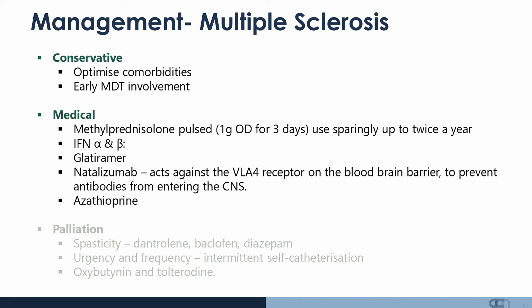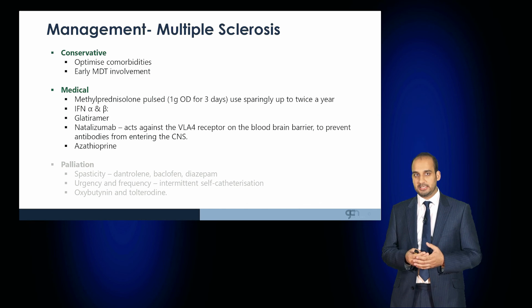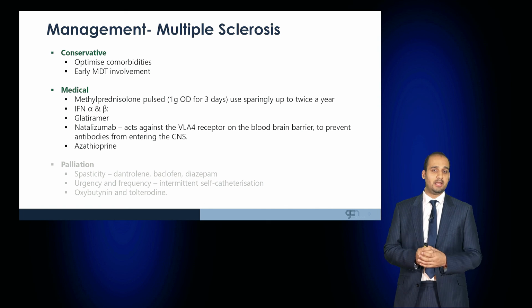For relapses, pulsed methylprednisolone can be used, and this should be used sparingly. Interferon alpha or beta, glatiramer, natalizumab, and azathioprine are also therapies that are used to help treat multiple sclerosis.